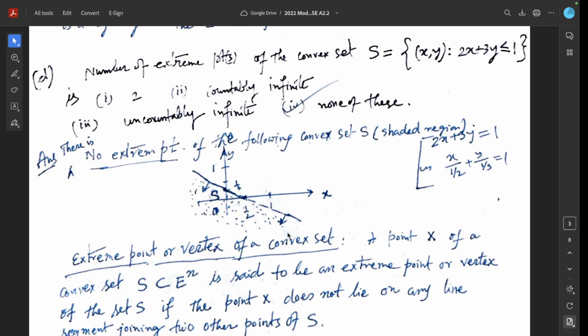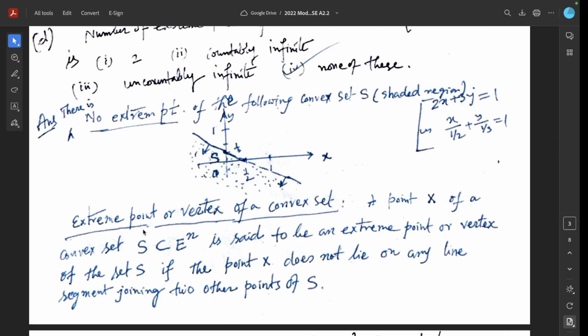Actually there is no extreme point in this region, because of the definition of an extreme point, that is, the vertex of a convex set S. A point X of a convex set S, a subset of n-dimensional Euclidean space En, is said to be an extreme point or vertex of the set S if the point X does not lie on any line segment joining two other points of S.